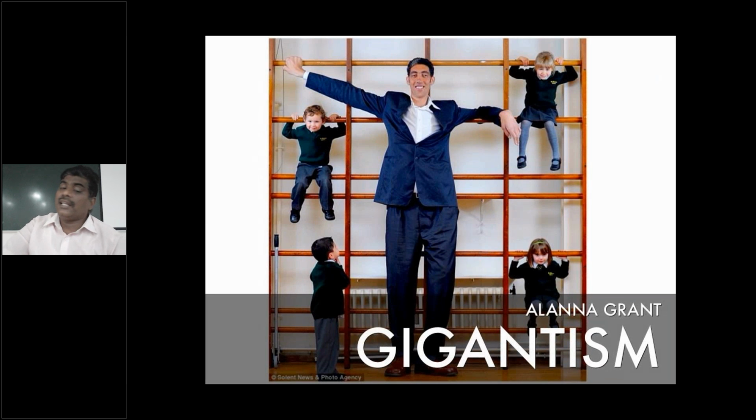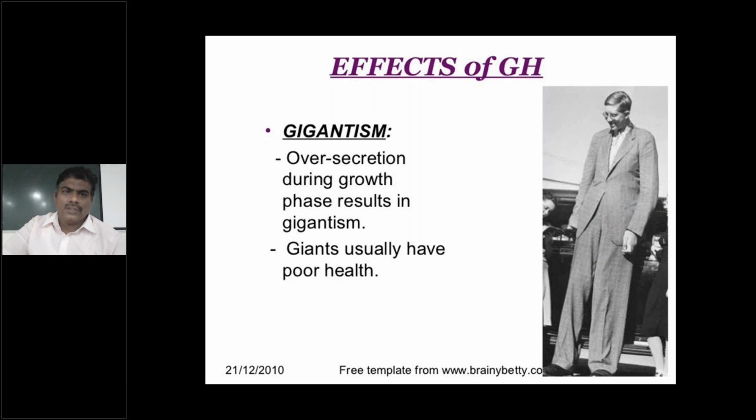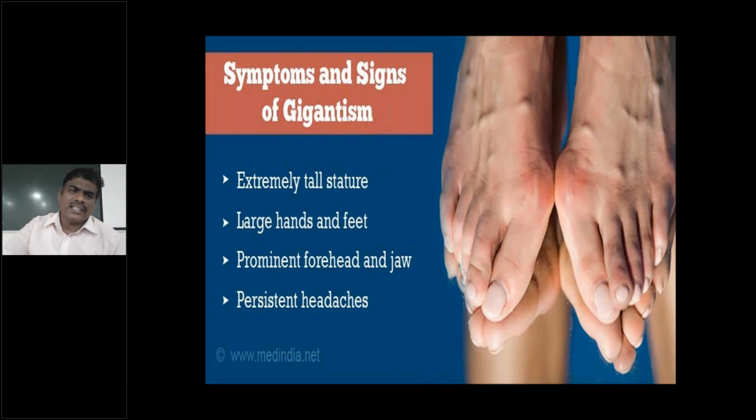Then coming to the increased release of growth hormone, it causes gigantism. The oversecretion of growth hormone results in gigantism. Usually these gigantic persons have poor health. So, signs and symptoms of gigantism. You can expect this question for a 3 mark short note.